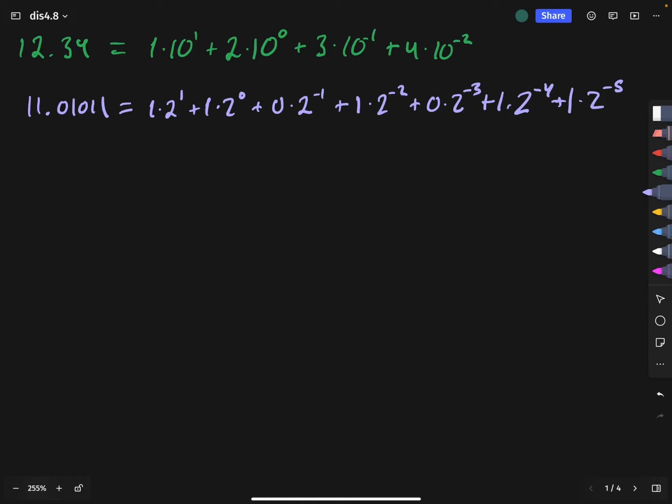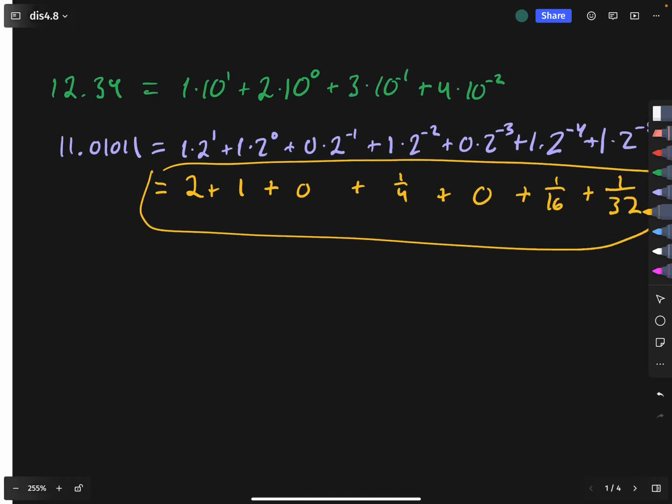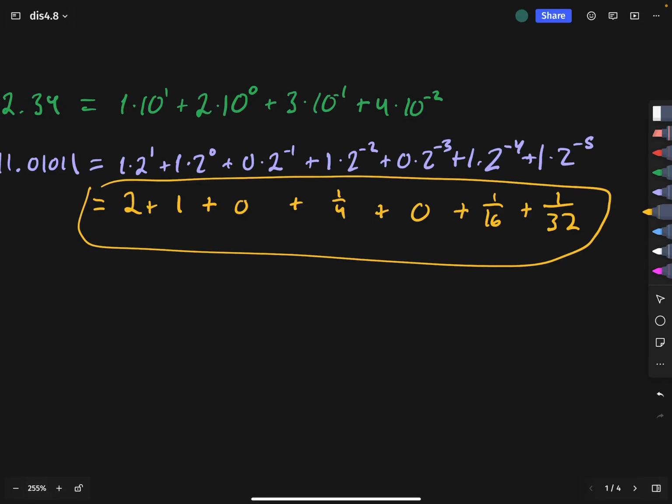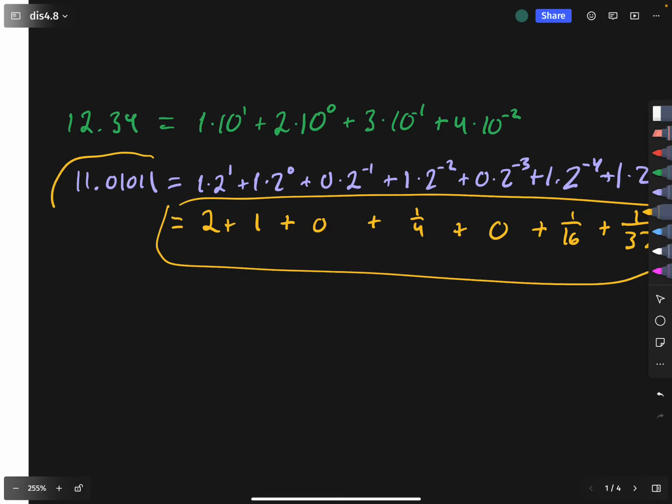If we were to convert this to our familiar numbers, we would say that this is 2 plus 1 plus 0 plus 1/4 plus 0 plus 1/16 plus 1/32. Then you can simplify this in your favorite way, whether as a decimal or as a fraction. From here, we know how this turns into a simplified value that we're used to. And that's how you convert from a binary fractional value written with the dot notation over to decimal notation.